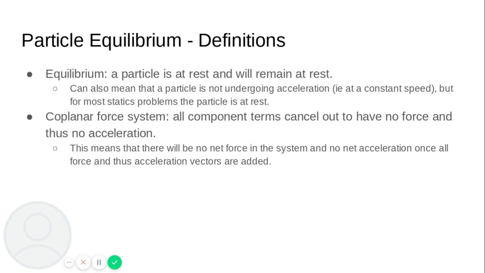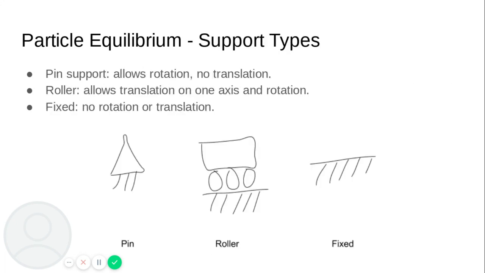Coplanar force system is where all component terms cancel to have no force and thus no acceleration. So this means that there will be no net force in the system and no net acceleration once all of the force and acceleration vectors are added.